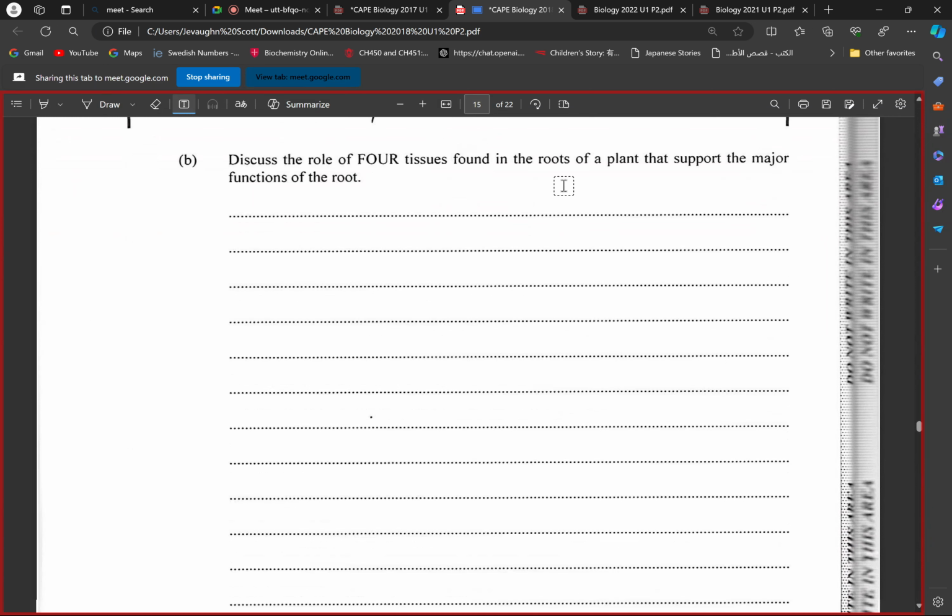Discuss the role of four tissues found in the root of the plant to support major functions of the roots. What are the major functions of the roots? Start with the cortex. The cortex contains what type of cells? The parenchyma. Okay, let's speak about this. The exodermis is the sclerenchyma.